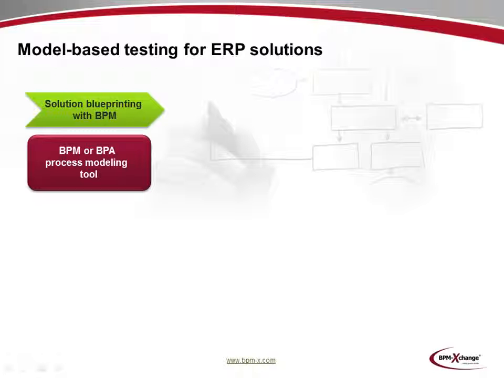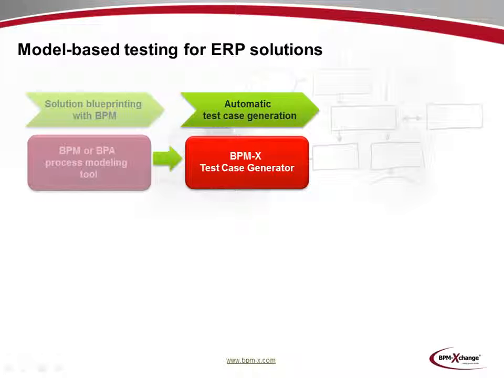One set of the deliverables created as outcome of the blueprint phase are business process models, sometimes also referred to as business process diagrams. The existing process models created during the blueprinting phase are in fact the foundation and input for the automatic generation of test cases. Your process models can easily be leveraged by the BPMX test case generator software. For each process model a set of test cases is generated.